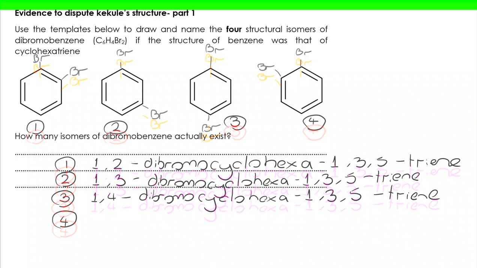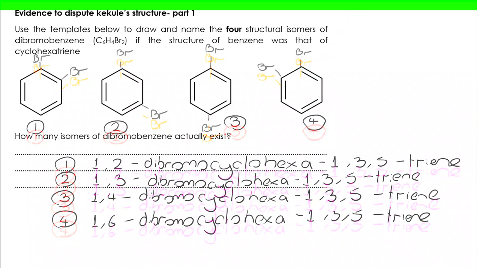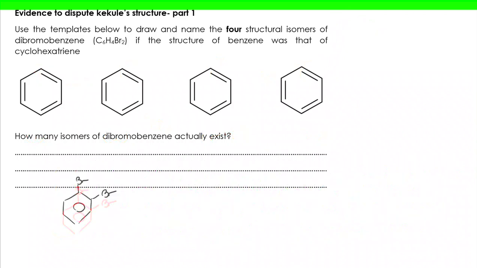Remember, we have got to have the double bonds at the lowest possible position. That means that we have to start numbering here or here and work our way round. It actually means that on this one we have 1,6-dibromo-cyclohexa-1,3,5-triene. But benzene doesn't actually look like this. Benzene is commonly shown as a circle in the middle, and we'll talk more about what that means a little later on. But if that's the case, how many different isomers here would there be?